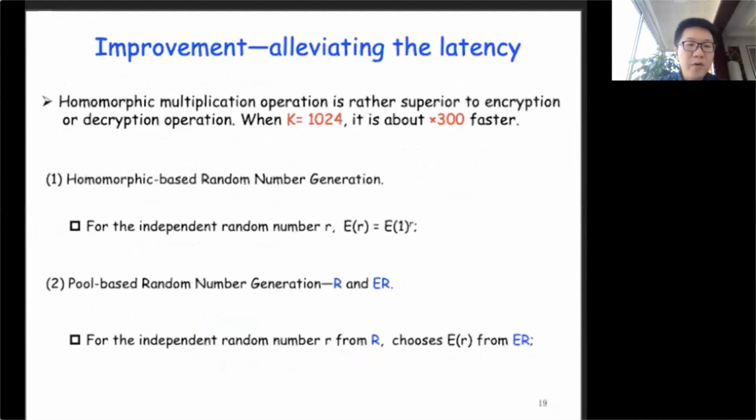The one is homomorphic-based random number generation. We first generate the encrypted one, then compute the encrypted random number R as encrypted 1 to the power of R. The other is pool-based random number generation. We generate two pools in advance, denoted as R and ER, where R stores the random numbers in the form of plain text, and ER stores the random numbers in the form of the ciphertext corresponding to R. We first randomly choose the needed random numbers from R and then pick their corresponding encrypted form from ER.